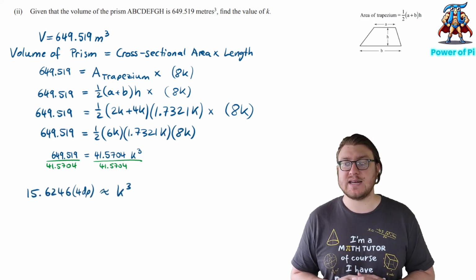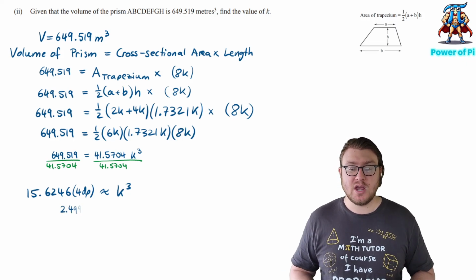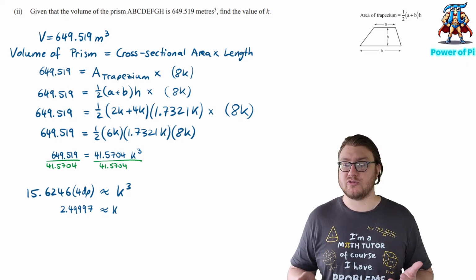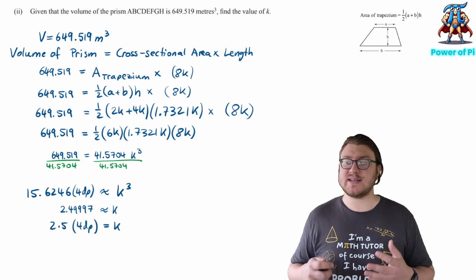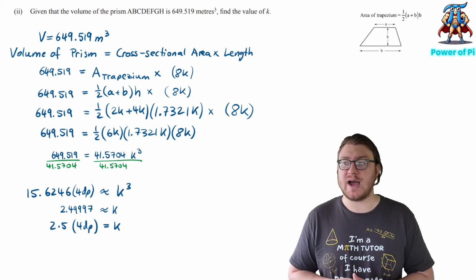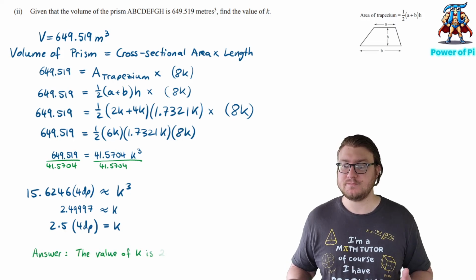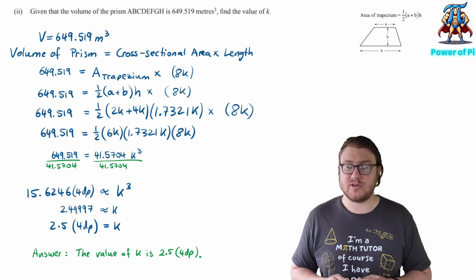Just a lot of calculator work now. And how do we get K when we have K cubed? Well, we need to do the opposite of cubing, which is the cube root. Right, putting this all in the calculator will give us that K is roughly 2.5 if we round it to as much as 4 decimal places. So the answer here is K is 2.5 for those values.